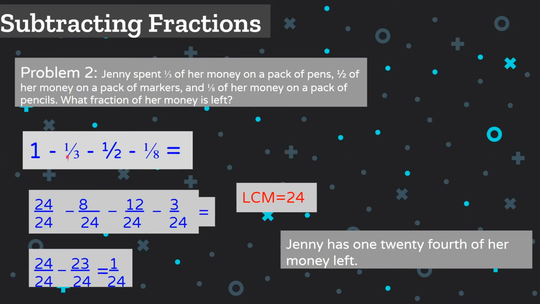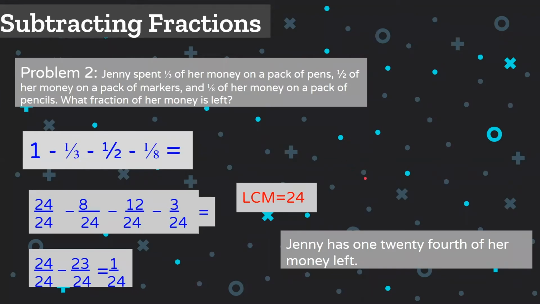And now we just have to convert our other fractions into units of 24. 1/3 becomes 8 24ths. 1/2 should become 12 24ths. And 1/8 will become 3 24ths. So now when we add 8 and 12, that's 20, and 3 is 23, we create a situation where it's 24 24ths minus 23 24ths is going to give us a final total of 1 24th.